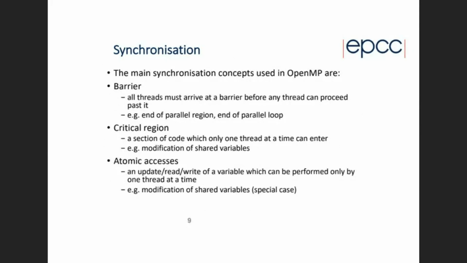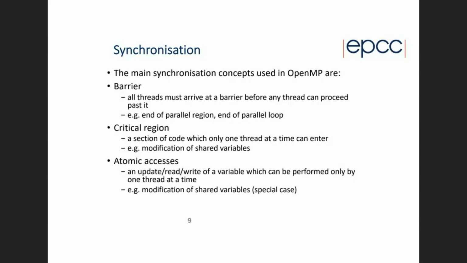Okay, so synchronization. What tools do we have to synchronize threads and protect ourselves against race conditions? There are quite a few, but the main ones that OpenMP uses are, first and foremost, the barrier. A barrier is a full synchronization point across all the threads. It is a point in the program where all the threads must arrive at the barrier before any thread can proceed past it.